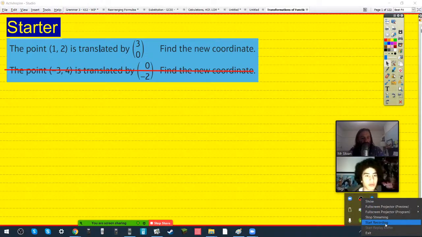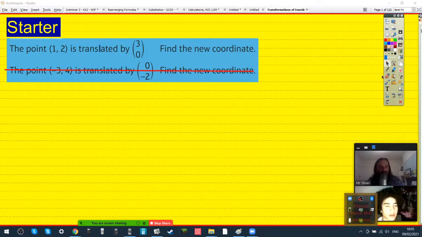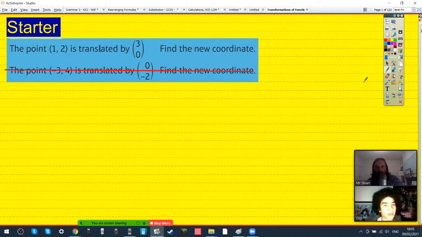Find the new coordinate. It is 4, 2. 4, 2 is correct.